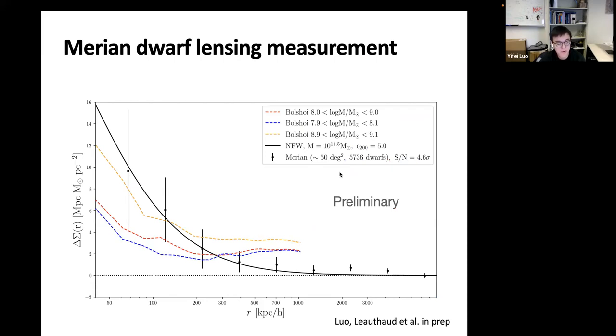And remember, the goal of Merian was to observe about 800 square degrees. So it's really below 10% of our data. That's really our first set of data, and we already have a measurement of the dwarf weak lensing signal. The signal to noise is about 4 or 5 sigma, so it's already a pretty solid detection. And I believe we are the first group to measure, or at least to measure a high signal-to-noise weak lensing signal around those dwarf galaxies. But this is still very preliminary.